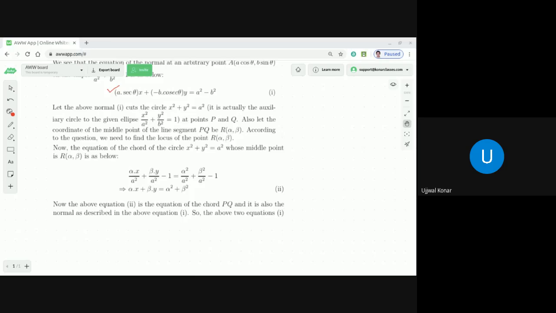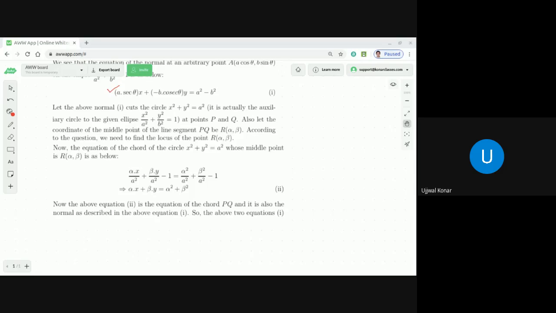Correct or not? If you look into it, equation 1 is the equation of the normal of the ellipse, so we use the formula of the equation of the normal to an ellipse. And at the same time, the same straight line PQ is also a chord to the circle x square plus y square equal to a square, which is the auxiliary circle, by the way, and that is formed in equation 2. So equation 1 and equation 2 are actually the same, but expressed in different forms. The first form is in terms of the normal to an ellipse, and the second form is the chord of a circle in terms of the midpoint of the chord.